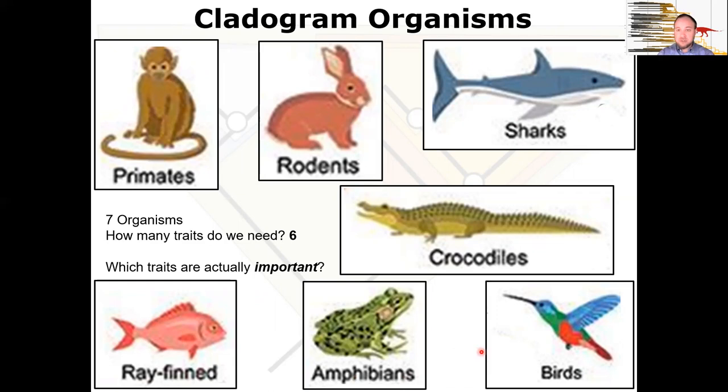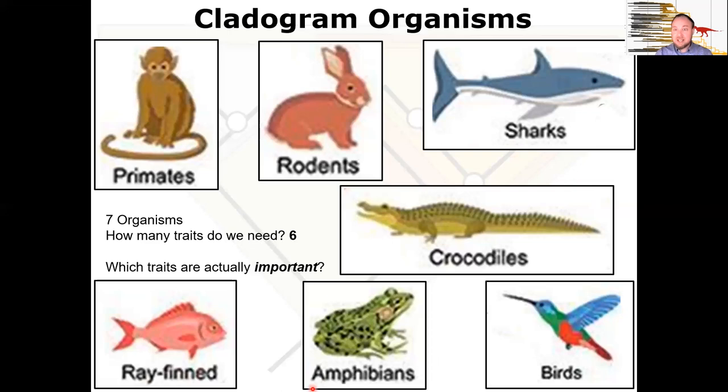What about bones? So again, I said that the sharks are cartilaginous. They don't have bones. All these others do. So that's interesting. That might work. What about laying eggs? Primates don't lay eggs. Rodents don't lay eggs. Some sharks give live birth. That's actually an example of convergent evolution that comes later. But these other things lay eggs. So that's a trait that might work.